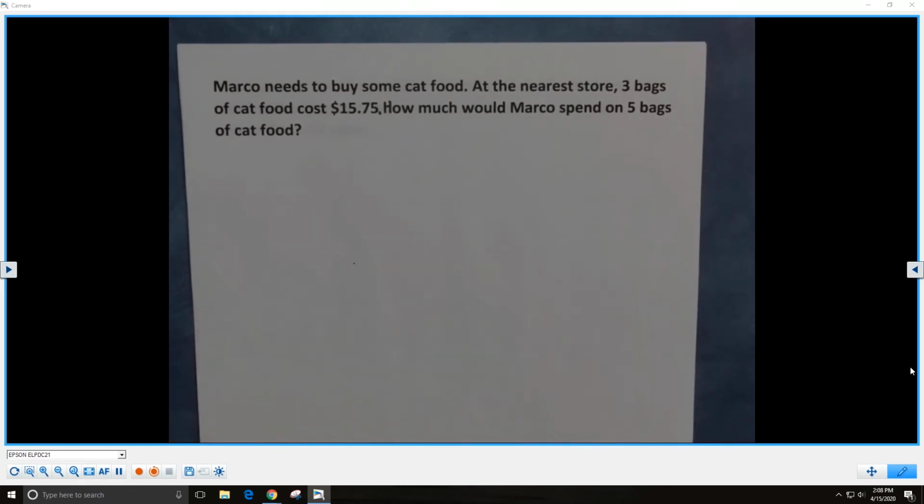Marco needs to buy some cat food. At the nearest store, 3 bags of cat food cost $15.75. How much would Marco spend on 5 bags of cat food? Okay, so what would your first step be in order to solve the problem? Right, we need to calculate a unit rate price to see how much it will cost for 1 bag of cat food. Go ahead and calculate the price for 1 bag of cat food now.